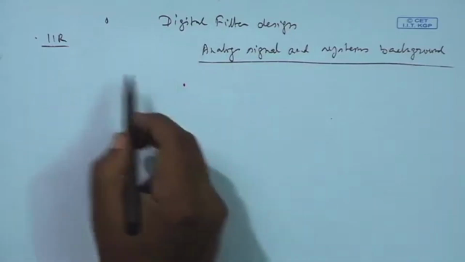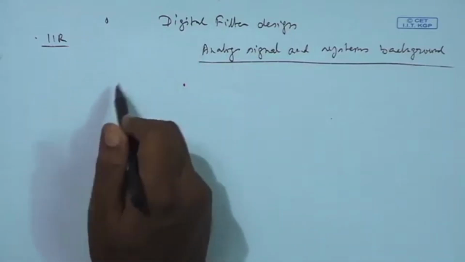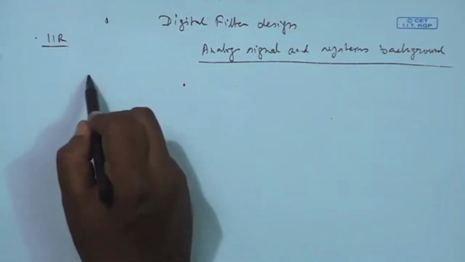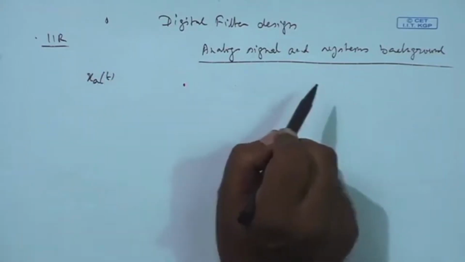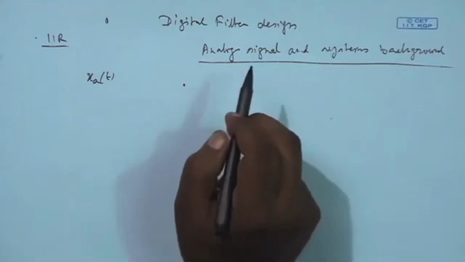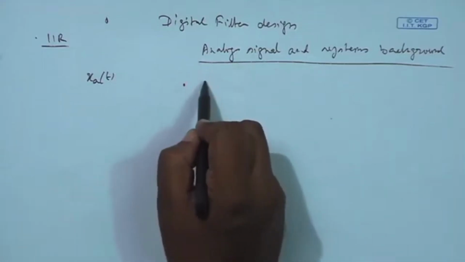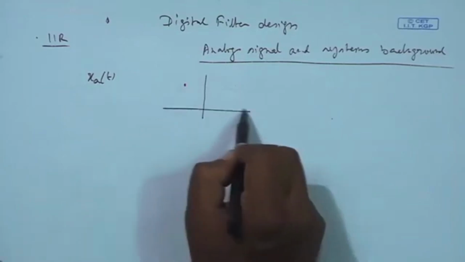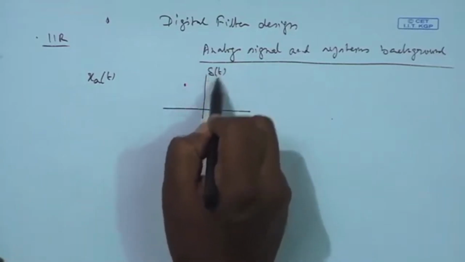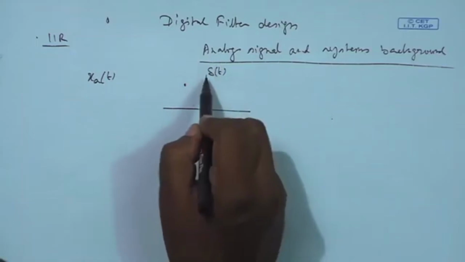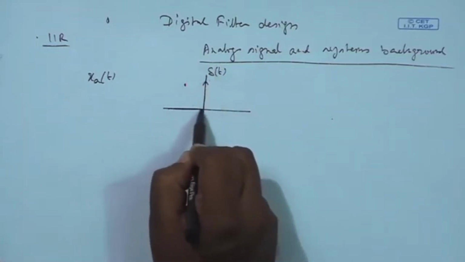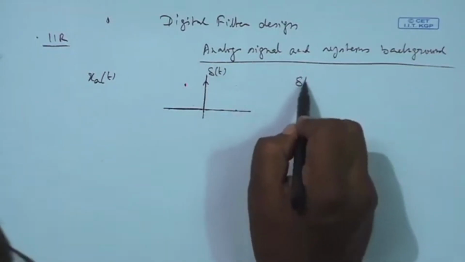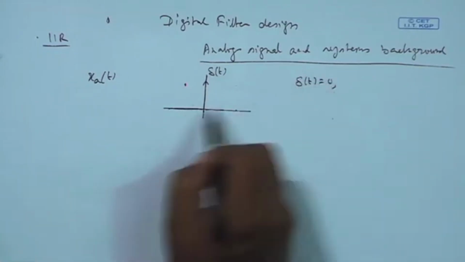In analog systems, you have analog functions like x_a(t), where t is a continuous variable, say time variable. Okay. There is one important function, the delta function. It is the Dirac delta function or impulse function. It means it is going up to infinity and 0 elsewhere. That is delta(t), it is 0 as long as t is not 0.